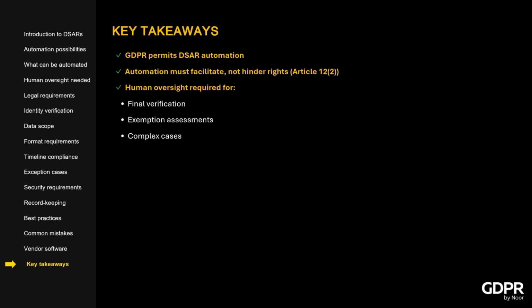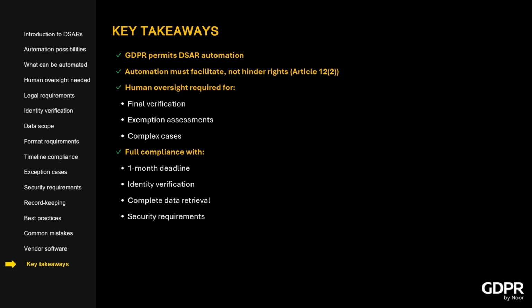All GDPR requirements still apply. You must meet them one by one and within the 1 month deadline. Verify identity properly, retrieve all personal data, and secure the process. Automation does not reduce your obligations. Use automation for speed and consistency, but rely on humans for judgment and exceptions. This is the most compliant and reliable approach.